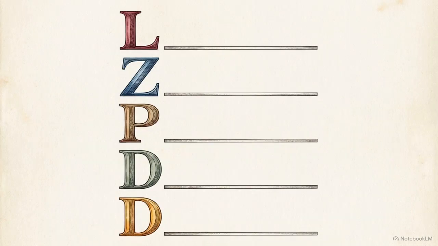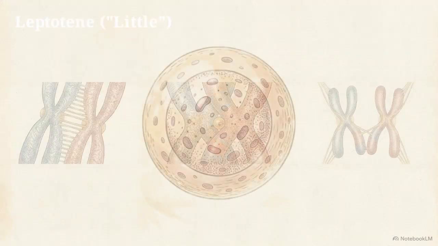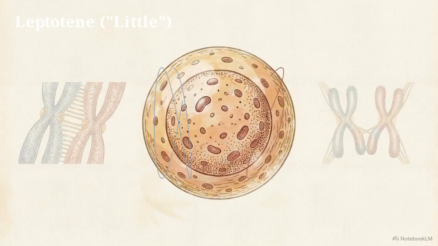You can track its 5 distinct substages using a simple mnemonic. Little zebras play during daylight. Little stands for leptotene, where the chromosomes condense and become visible.